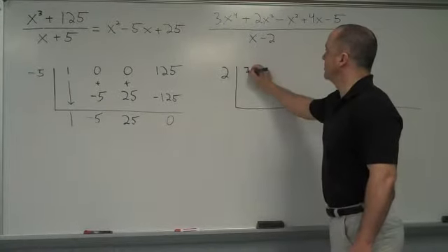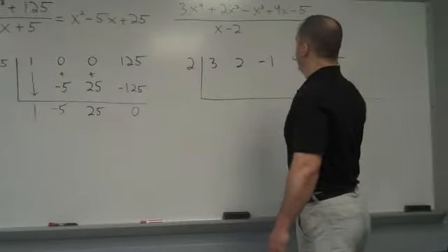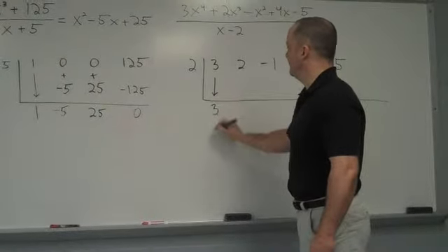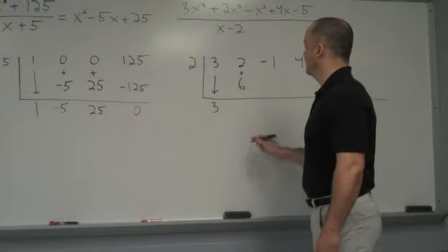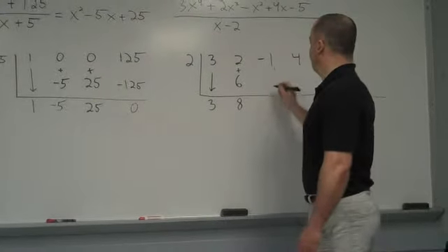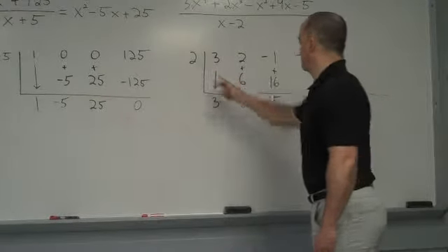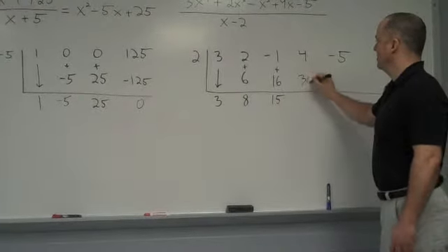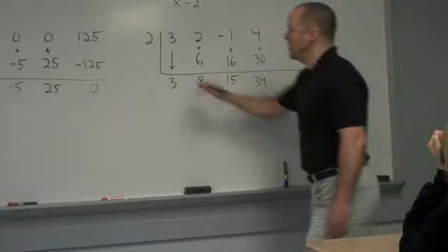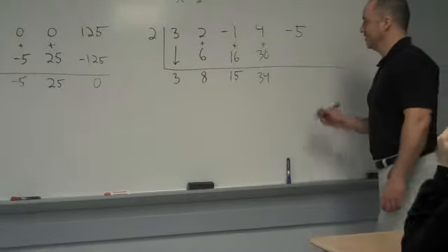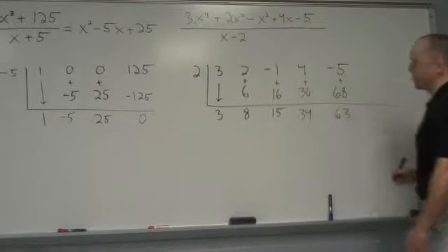I fill in my coefficients: 3, 2, -1, 4, negative 5. I bring down the 3. What is 2 times 3? 6. What is 2 plus 6? 8. 2 times 8? 16. Negative 1 plus 16? 15. 2 times 15? 30. Add that, I get 34. This one has a remainder. This will definitely have a remainder. What's 2 times 34? 68. I add negative 5 to 68, and I get 63.